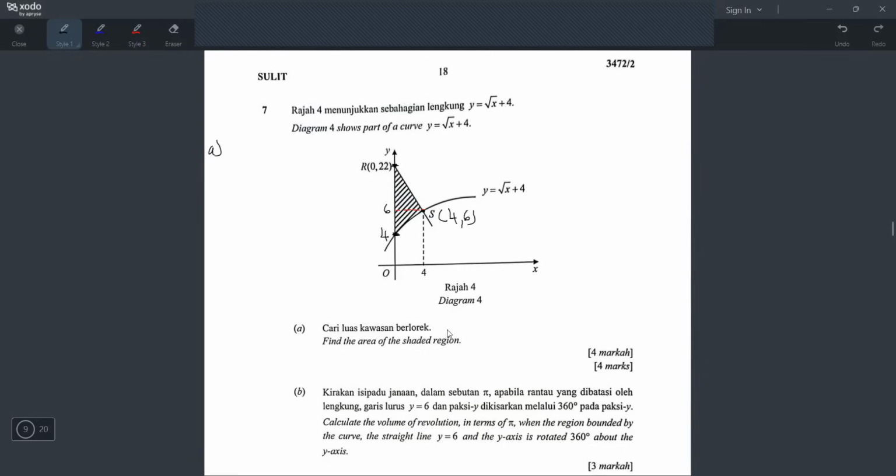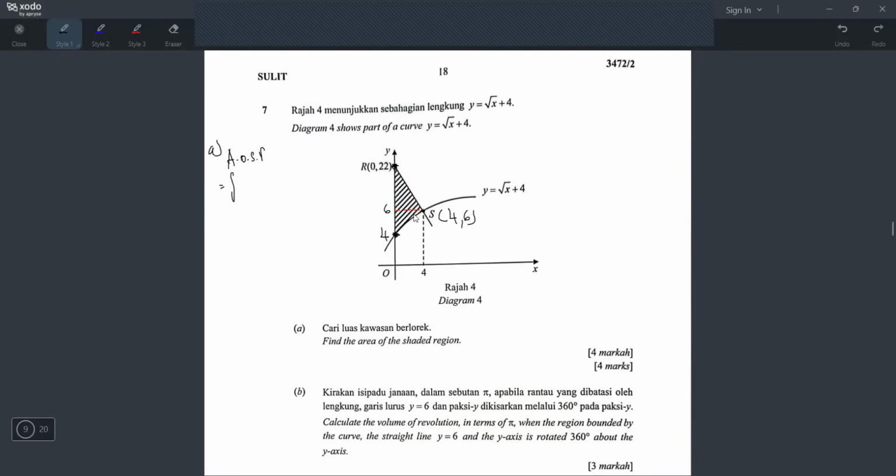Okay, now they say find area of shaded region. Okay, let's look at the shaded region. If you look at this shaded region, okay, area of shaded region, we will use integration method to find, obviously, right? But we cannot straight away integrate from 22 to 4. You know why? Because this is not a straight line, right? So you actually have to take something plus something, right? Or something minus something, right? So let me explain a bit.